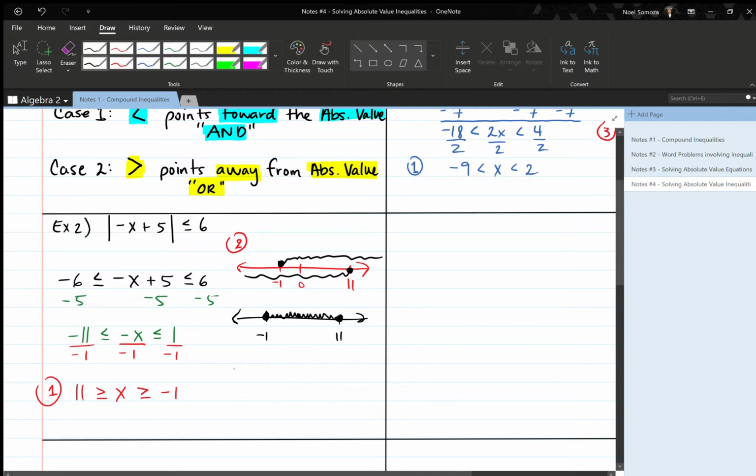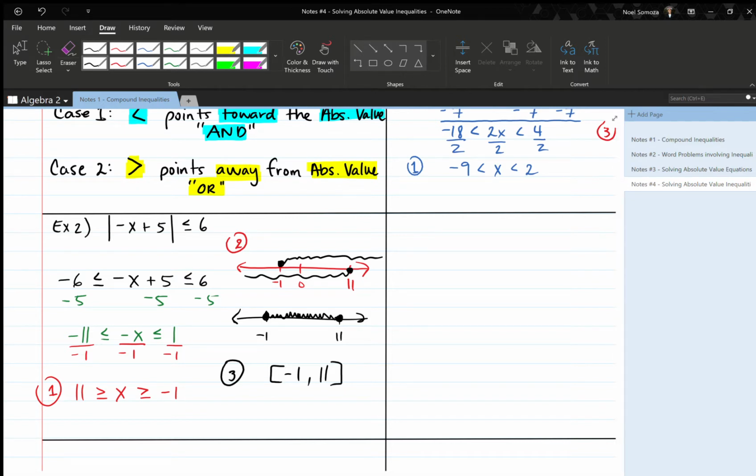So finally, what's this interval going to look like? Bracket, negative 1, comma, 11, bracket. Good. That's it. So what our solution tells us is any numbers including negative 1 all the way up to 11 and including 11, if I plug them in for x and take the absolute value, they're going to be a distance less than or equal to 6. That's what we'll get. All right. Questions there? No. Okay.